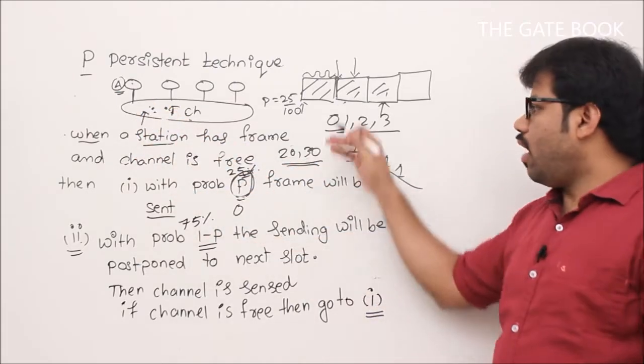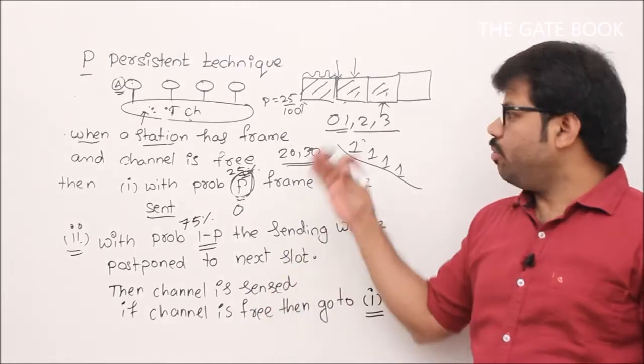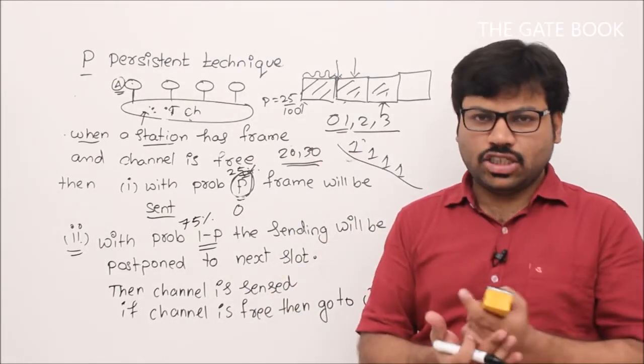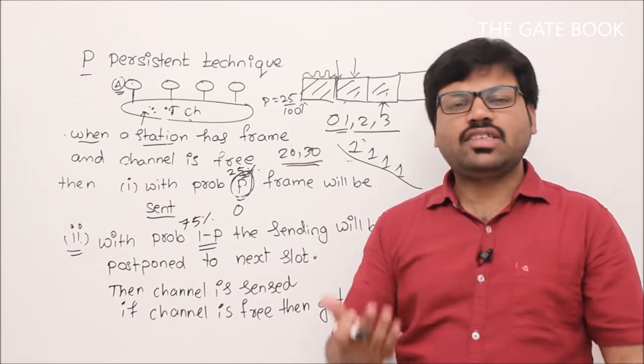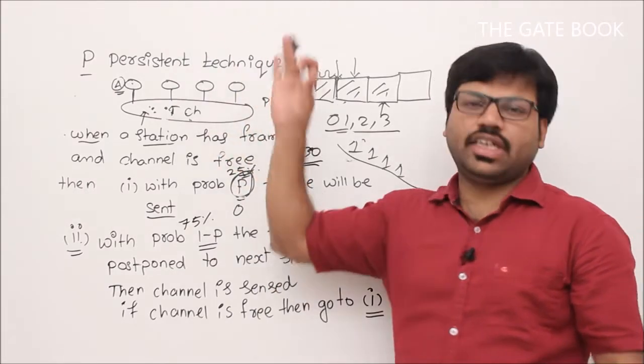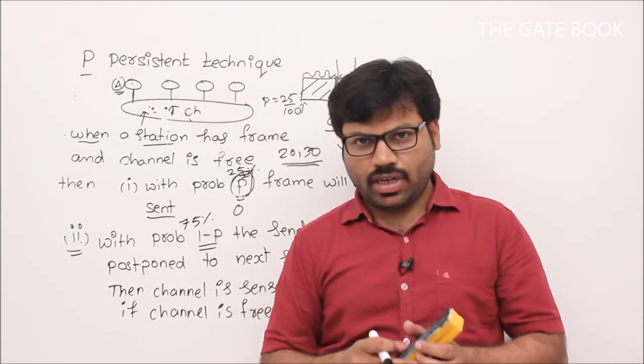Now if after 100-200 times you are still not able to send, then we maintain a counter and we realize it is an exceptional situation. In that situation, we take some random decision which favors us, that means which favors the station. In that way, the P persistent technique can be implemented.